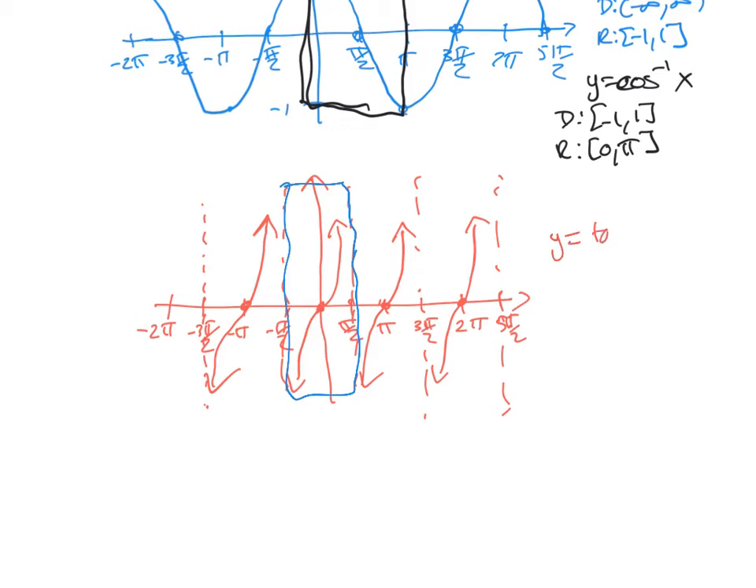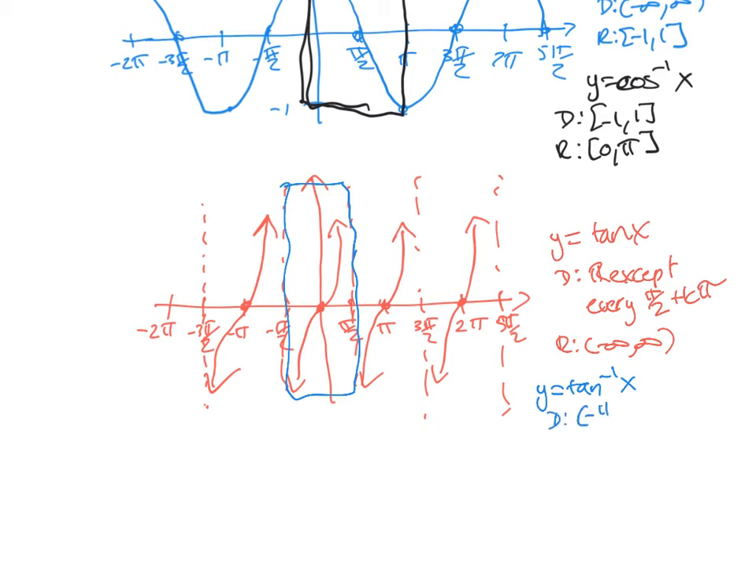So for tangent, the regular tangent of x function, the domain was all reals except every pi over 2 plus k pi, and the range was everything. Now for inverse tan or arc tan, we are restricting the domain to be negative pi over 2 to pi over 2. Oh, sorry. We are restricting the domain of the original, but that's going to be the range of the inverse. Sorry about that.